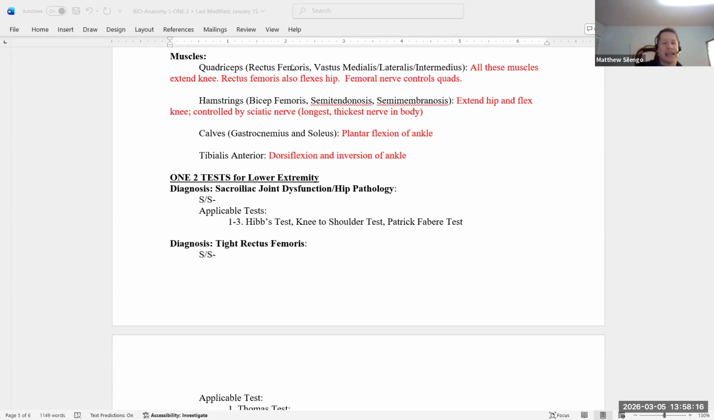Then, of course, on the back of the leg, we have the hamstring group. And the same kind of thing, it's a group of muscles. So there's three muscles that make up the hamstring group. There's the bicep femoris, the semitendinosus, and semimembranosus. The bicep femoris is more on the lateral side. The semi muscles are more so on the medial side.